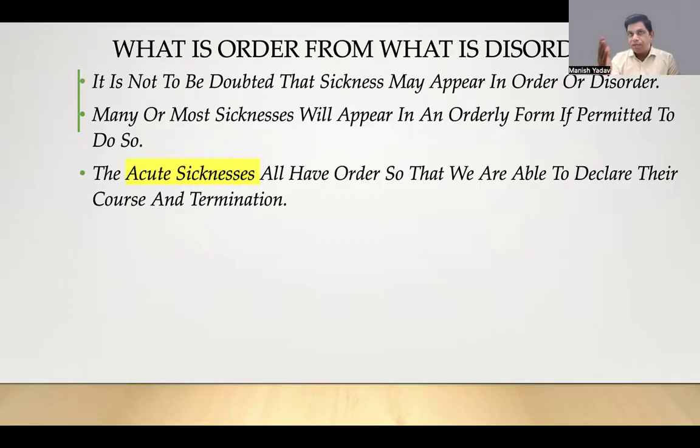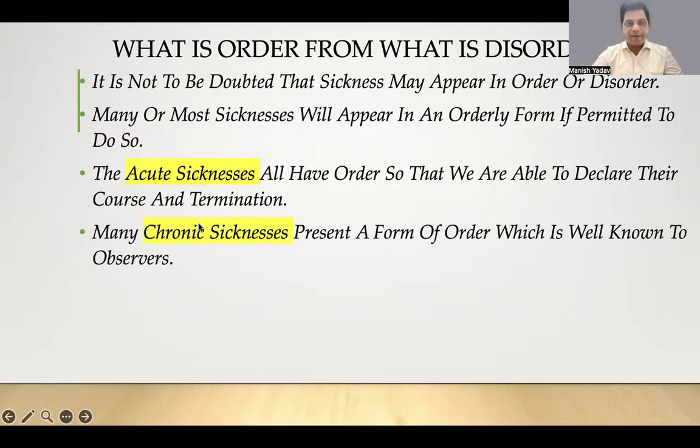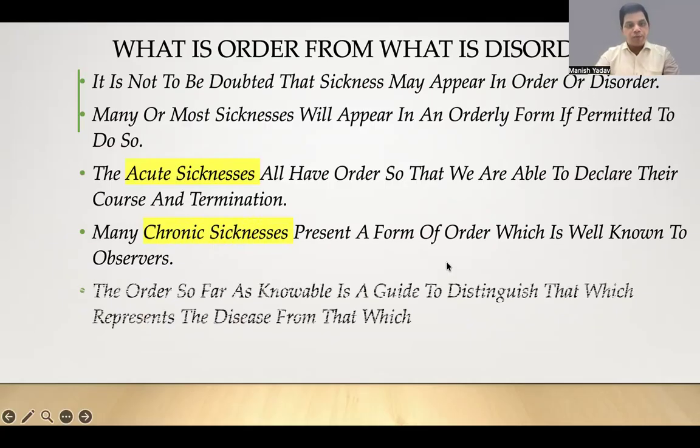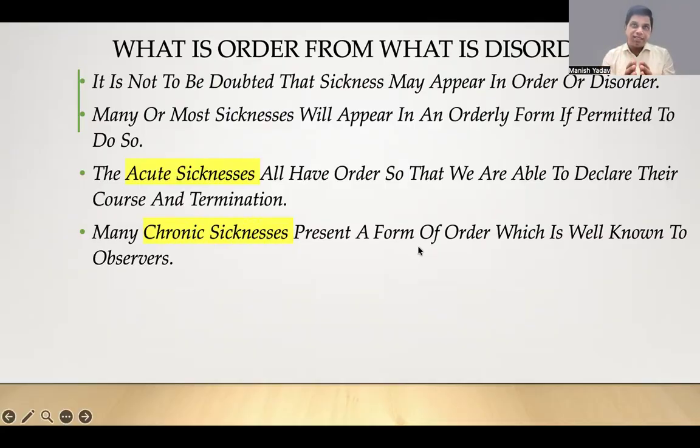Actually, it is a disorder. Everything is not in order. But the acute sickness itself is in order for a homeopath, and that is why we know how to treat it so quickly. Many chronic sickness present a form of order which is well known to an observer. So he says even the chronic diseases have an order. It is disordered, but there is order in disorder. It might look like chaos, but in that chaos there is clarity. There is definitely clarity. And when you see many cases, then you understand.